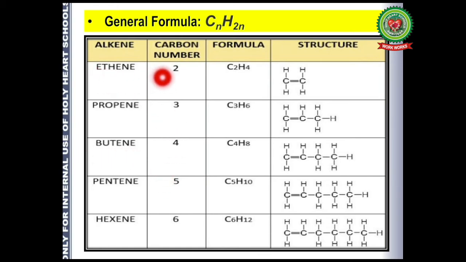Methene is not possible. That means a carbon number 1 compound in alkenes is not possible, because for making a double bond, at least 2 carbons are required. So therefore, the first member of alkene is ethene. That we need to remember.